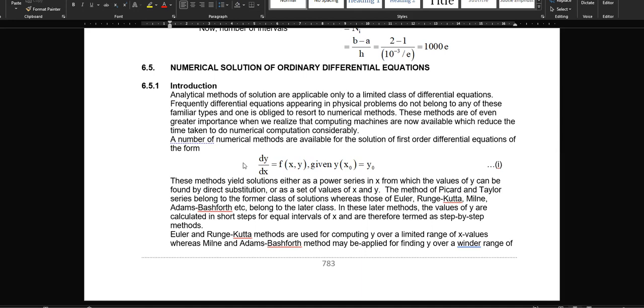However, for most engineering problems, it is very difficult to find an analytical solution, because there will be complex integrals. So to find the integration is very, very difficult. So now there are various numerical methods.